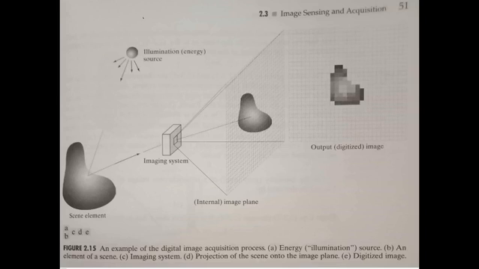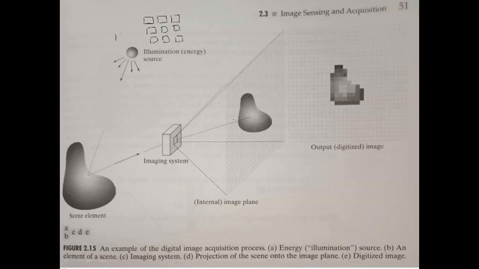As you saw earlier, if there is a single element, it's called an element. If it is arranged in a linear fashion, it's called a linear sensor. If it is arranged in an array format, it's called array sensors. So here these are the array sensors.